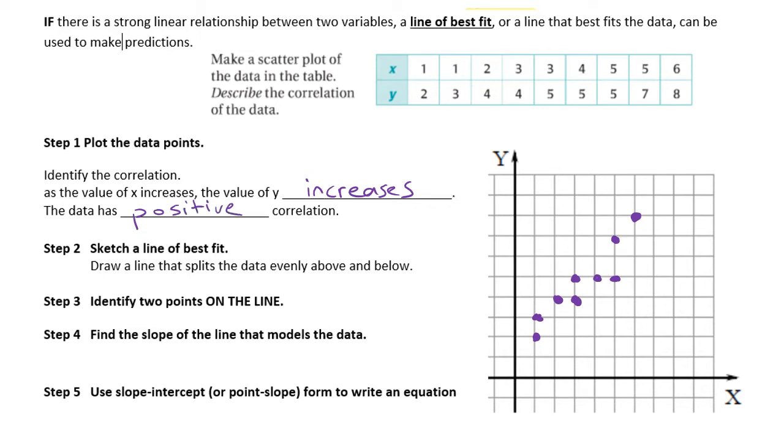Now we're going to sketch a line of best fit. There is a way to sketch a line of best fit. Your line of best fit should be splitting the data evenly above and below the line. We know that we won't be able to draw a line that's going to represent every point in here, but we can try to make it as close as possible.